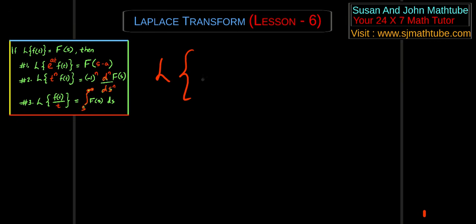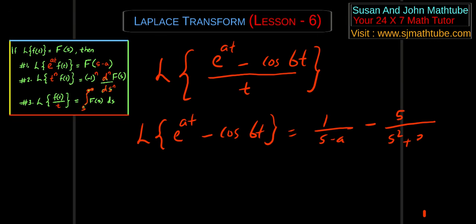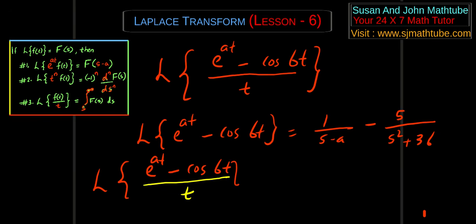Now another question of the same type. Evaluate the Laplace of (e power at minus cos 6t) the whole divided by t. So you know what to do next. You find the Laplace of the numerator, which is 1 by (s minus a) minus s by (s square plus 36). So now you tell me what will be the Laplace of the same thing. Look at this, I am writing the same thing, but I am going to divide by t. So what will be the answer?